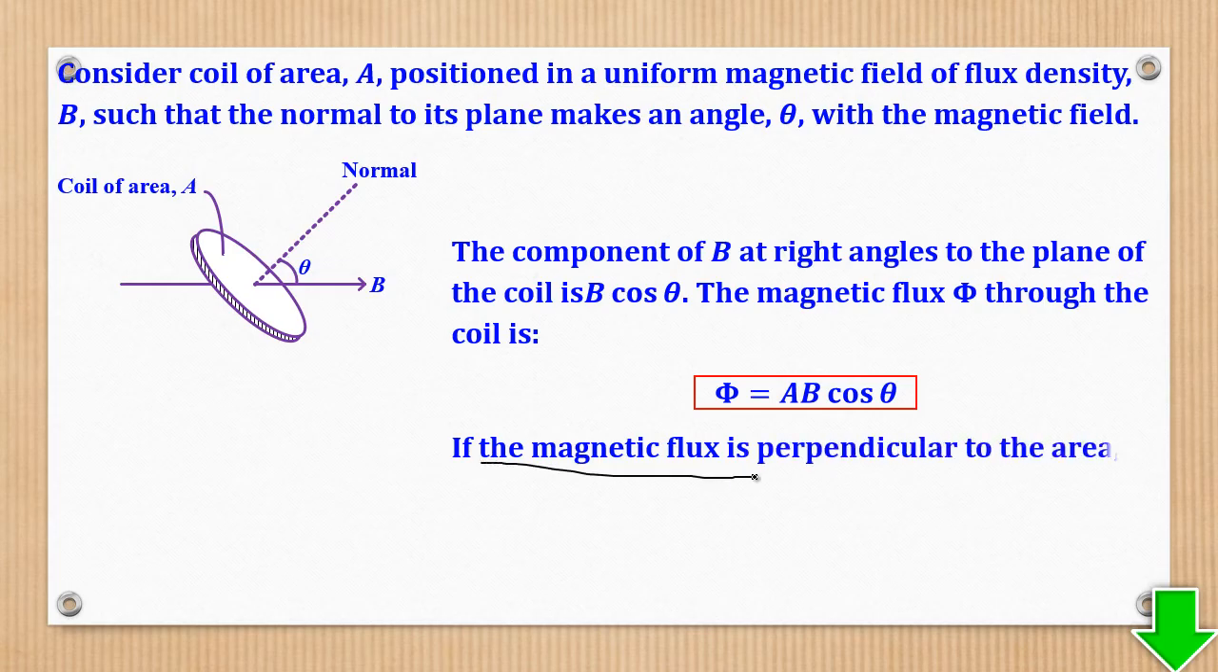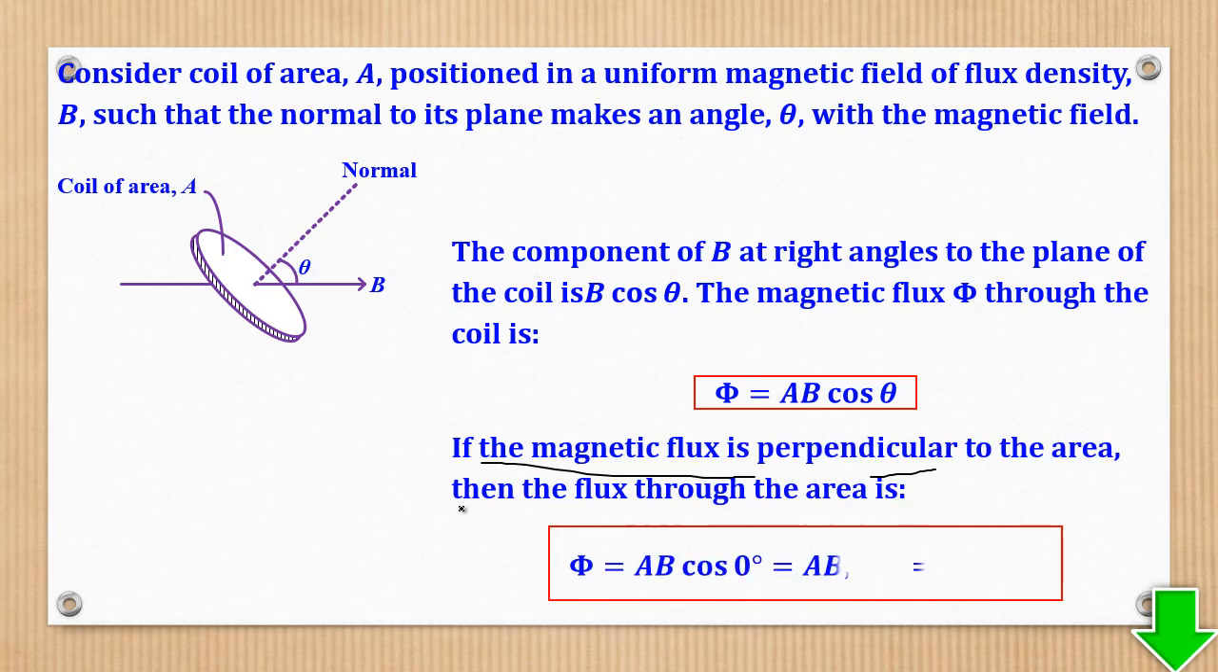If the magnetic field is perpendicular to the area, then the flux through the area is given by AB cos 0 degrees. They said perpendicular, but the angle is 0 because the angle is between the field and the normal. That means B will be equal to magnetic flux over area.